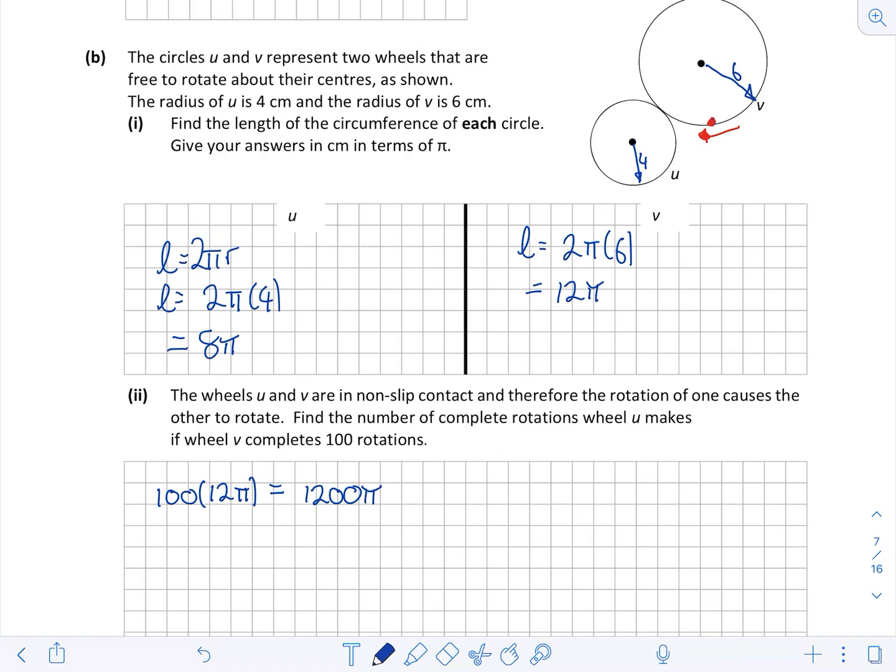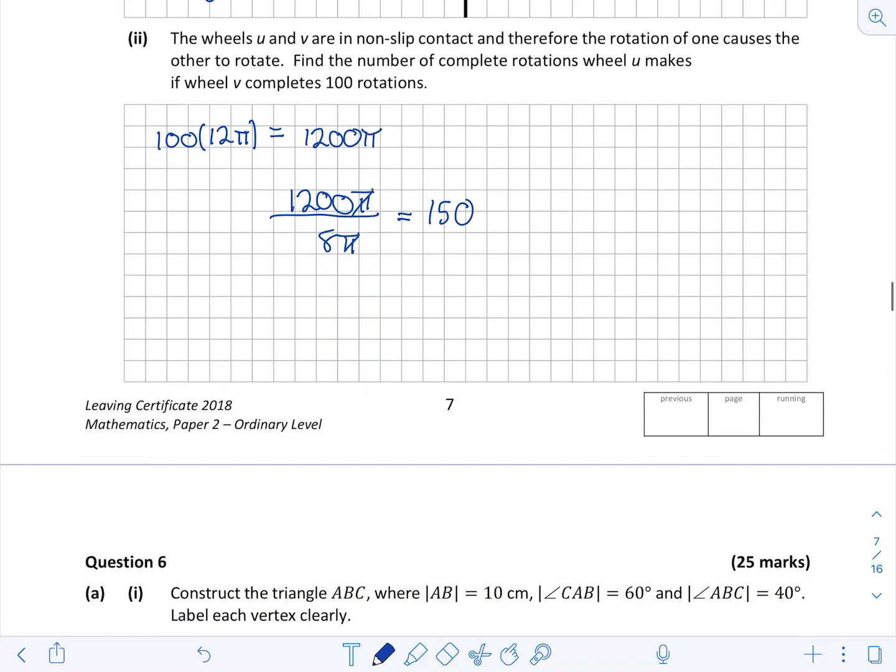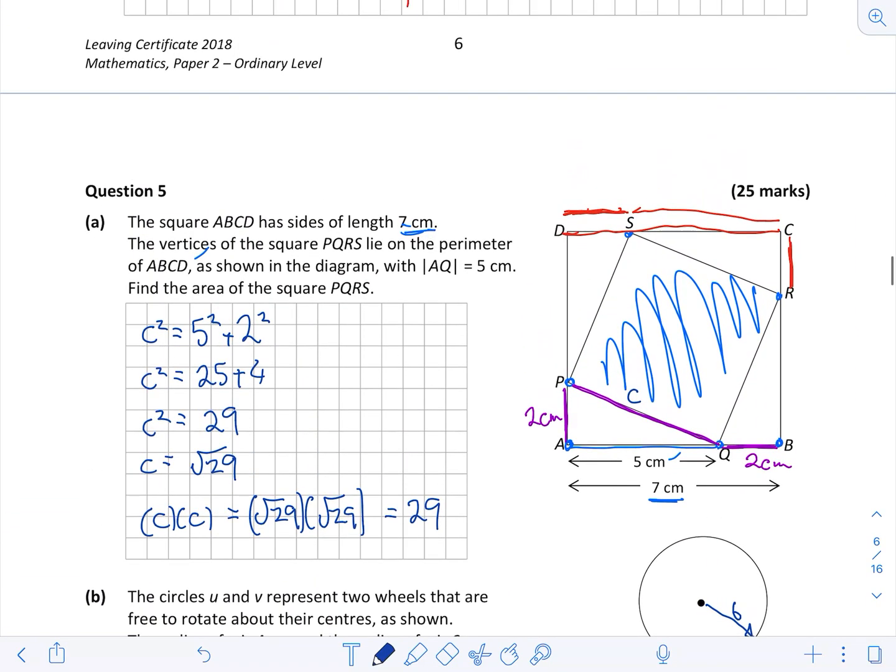Now, that would mean that if we divide that distance by 8 pi, we will find out how many rotations the wheel U makes. And it makes 150 rotations. So, question 5 answered.